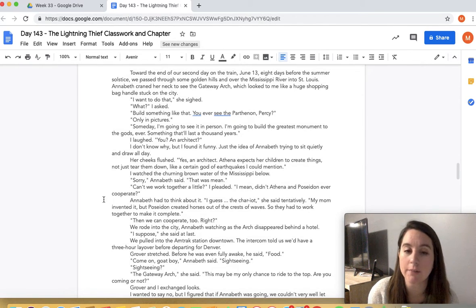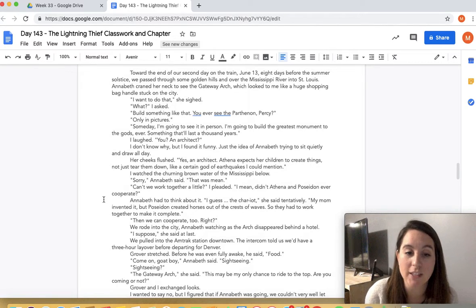Annabeth had to think about it. I guess, the chariot, she said tentatively. My mom invented it, but Poseidon created the horses out of the crests of waves, so they had to work together to make it complete. Then we can cooperate too, right? We rode into the city, Annabeth watching the arch disappear behind a hotel. I suppose, she said at last.